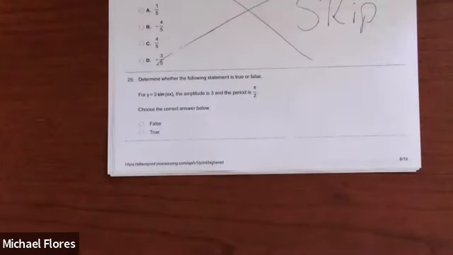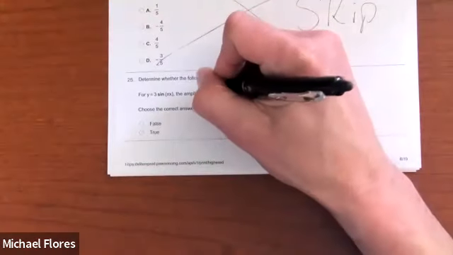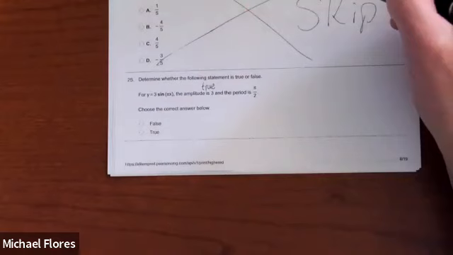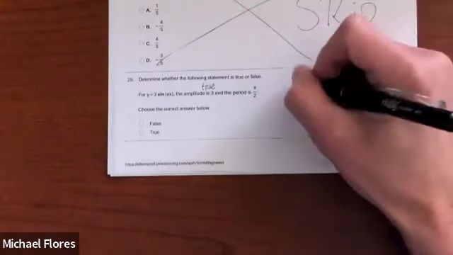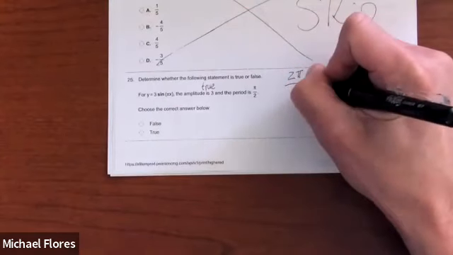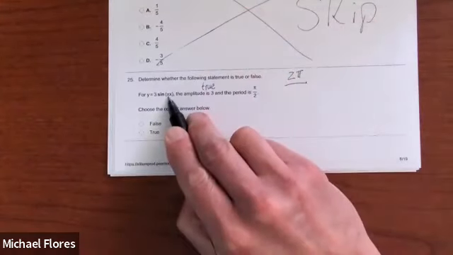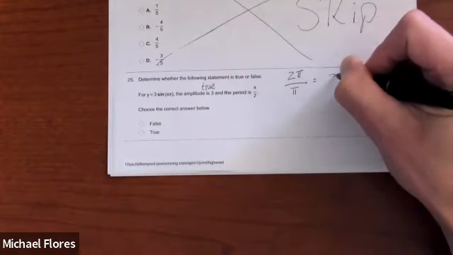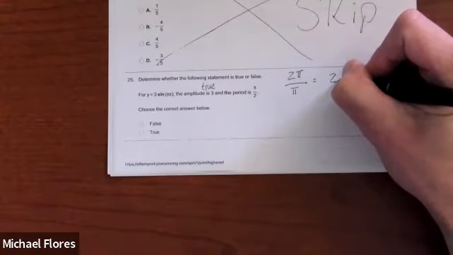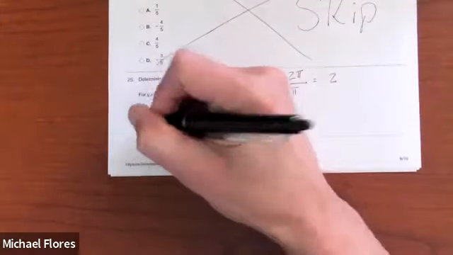Determine whether the proposition is true or false for y equals 3 times sine of pi of x. The amplitude is 3. That's true. And the period is pi over 2. Let's see. 2 pi over, what's the number in front of x? Pi. What does that simplify to? 2. So true or false? False. Very good.